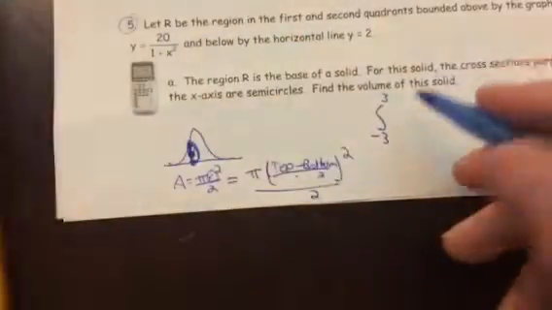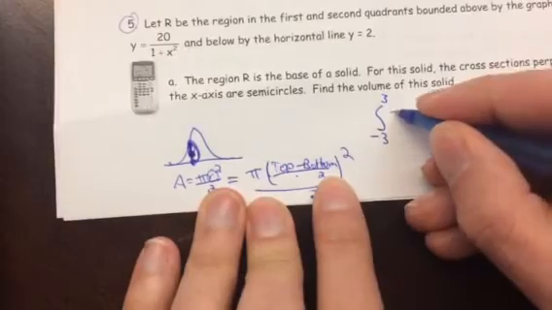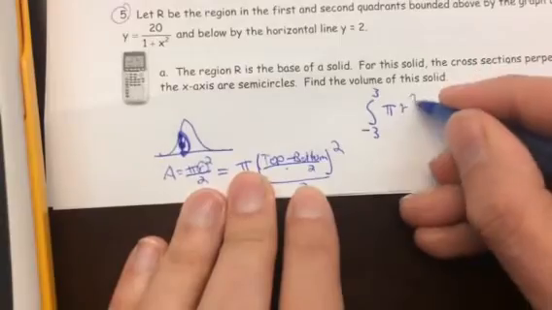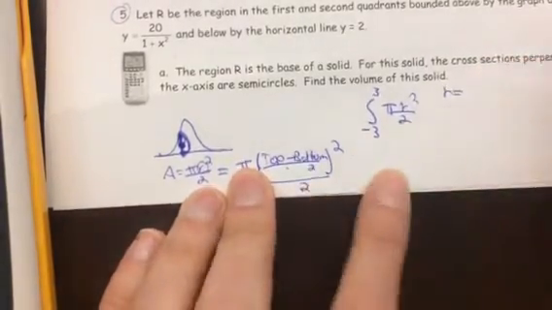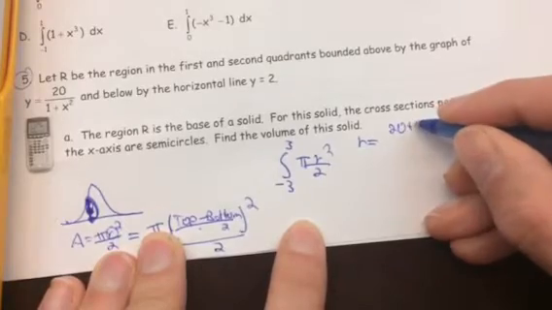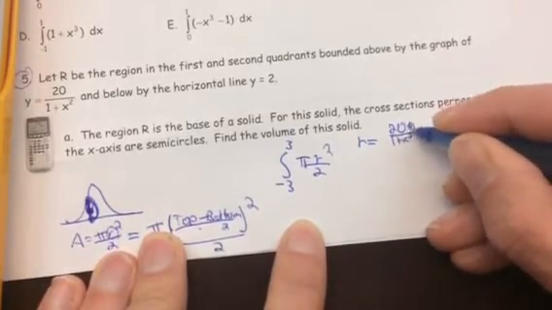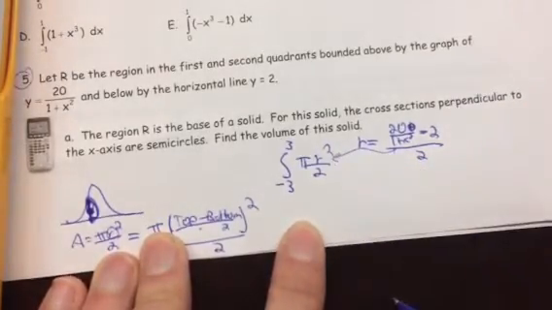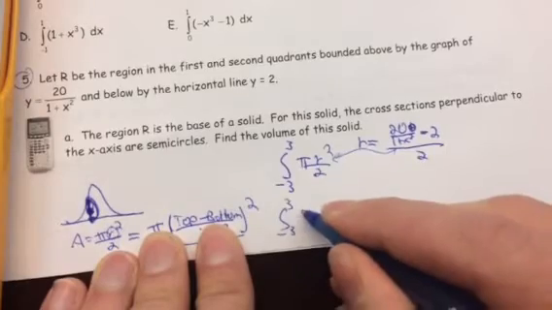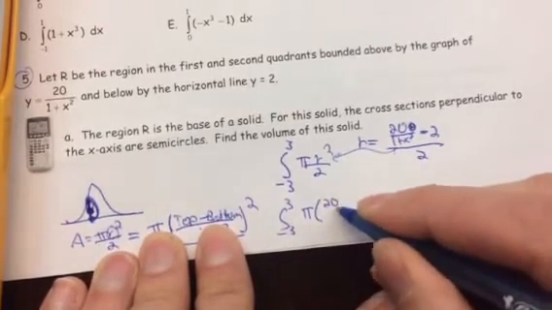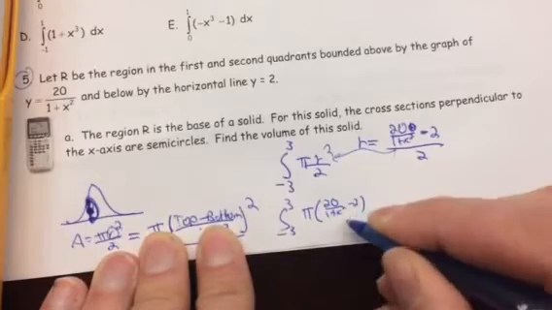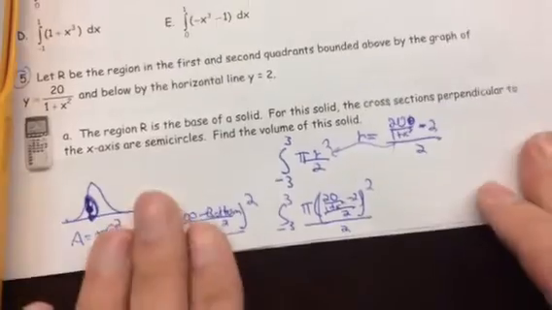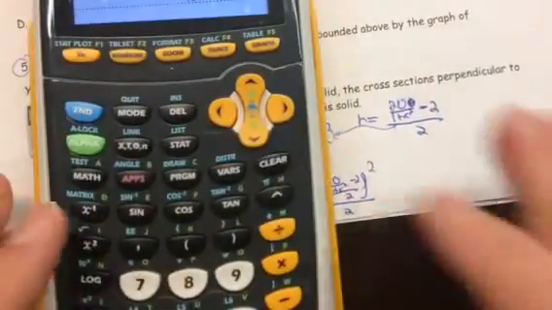pi times, so the area of each semicircle is pi r squared divided by 2, where r equals 20 over 1 plus x squared minus 2, divided by 2. That's what's going on here. So it's the integral from -3 to 3 of pi times, 20 over 1 plus x squared minus 2, all divided by 2, squared, over 2. We have to be very, very careful about how we enter this. It's very easy to mess it up.